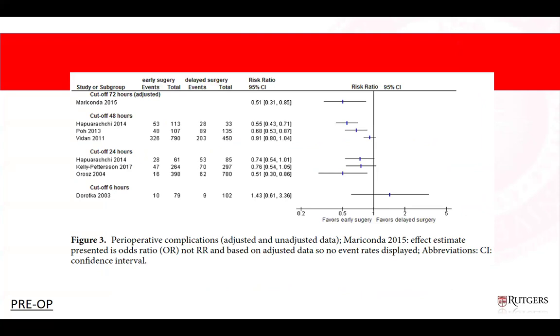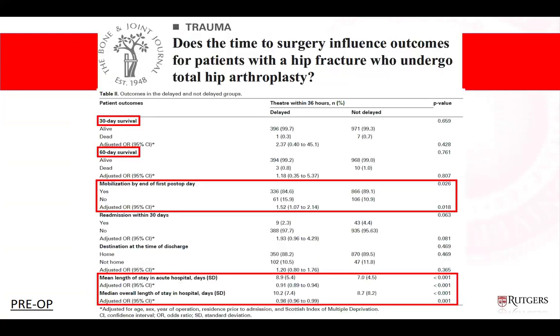This is another table showing the perioperative complications for different studies and different cutoffs. You can see one of the studies in the 24 hours was statistically significant, 2 of the 3 in the 48 hours, and 1 even in the 72 hours. So the data is a little all over the place in terms of what is considered early versus late. But the point remains that delayed surgery generally leads to increased mortality.